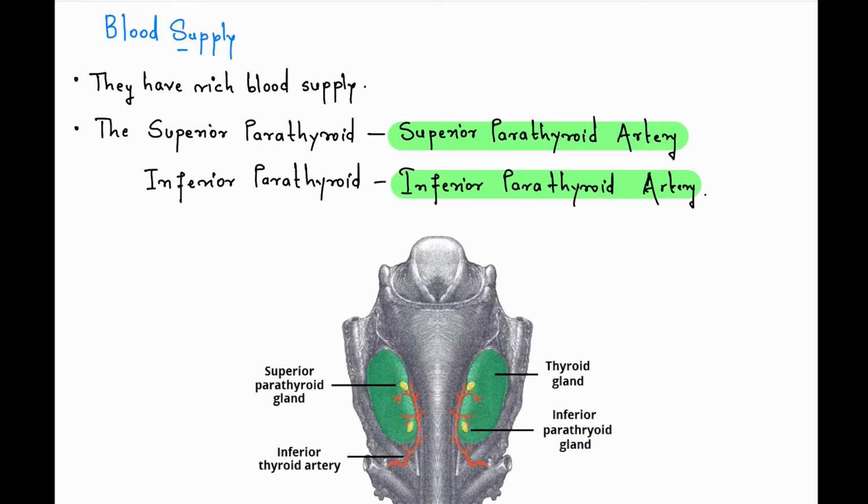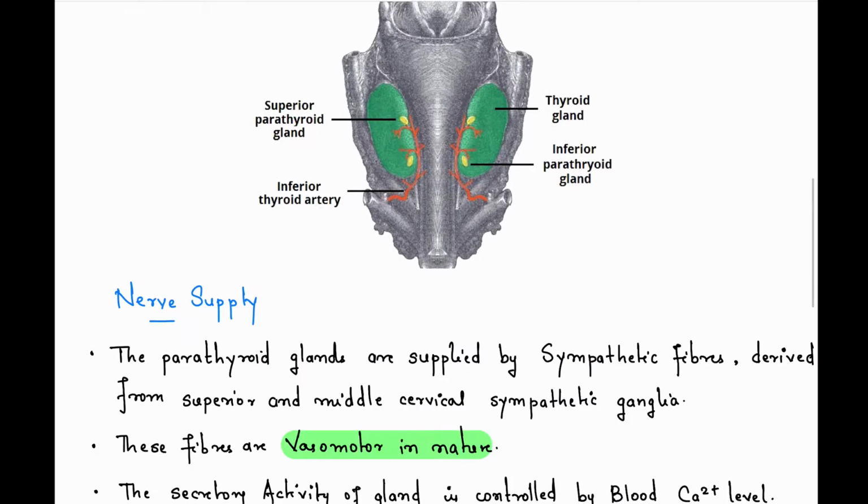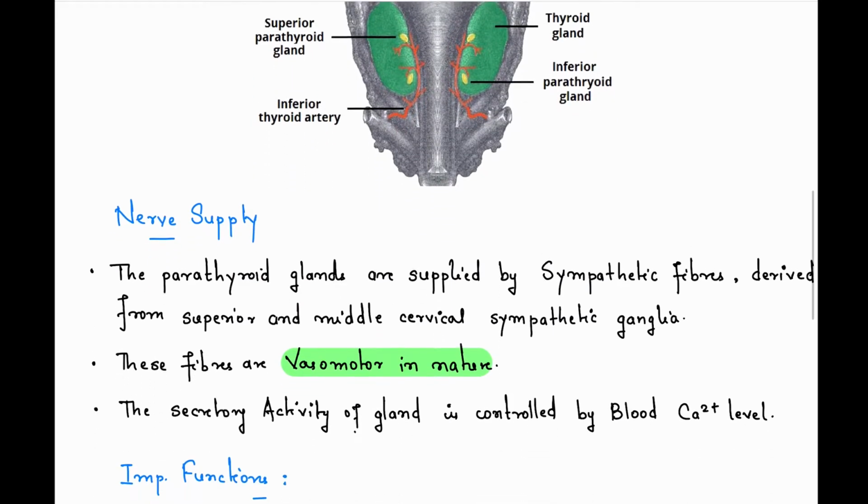Blood supply, they are very rich in blood supply, supplied by superior parathyroid artery and inferior parathyroid artery. Superior parathyroid artery supplies superior parathyroid and inferior to inferior parathyroid. You can see here both arteries.